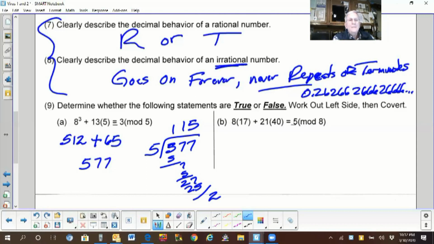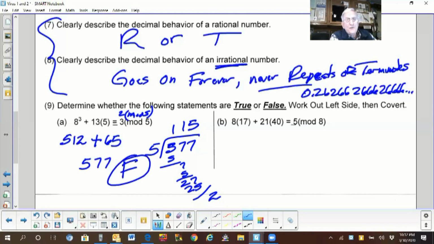577, when you divide it by 5, produces a remainder of 2, okay? Since 2 is the remainder, it is the answer. So this answer should be 2 mod 5, not 3 mod 5. So this answer is false.